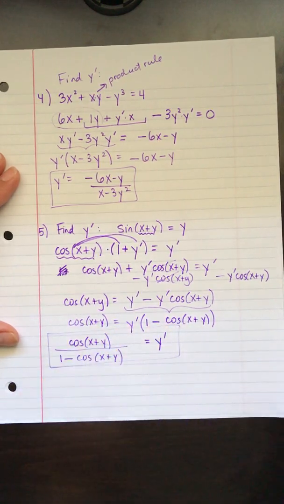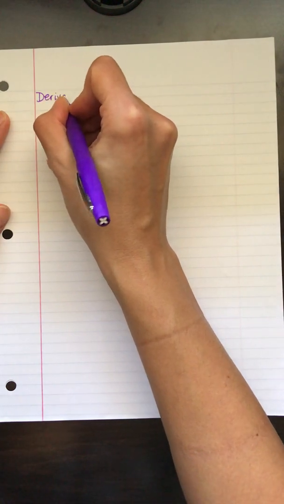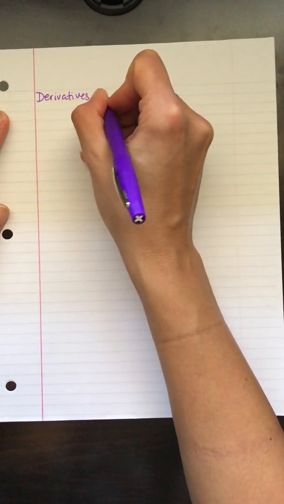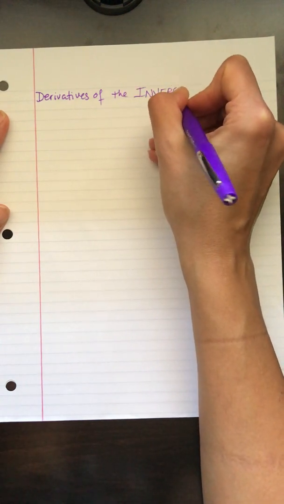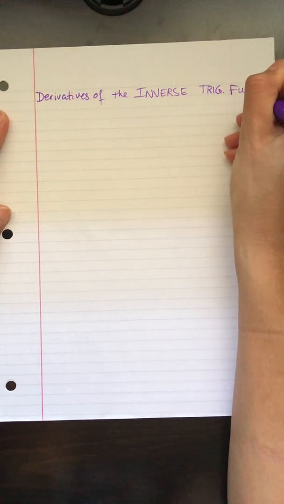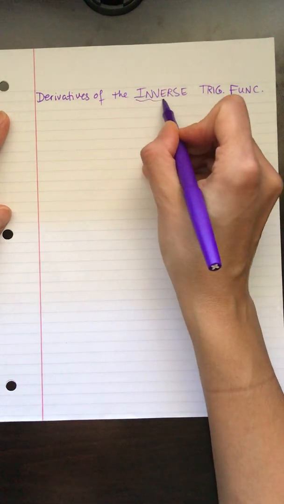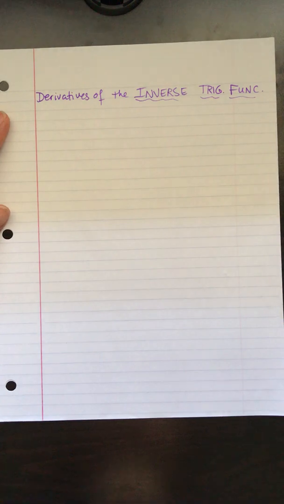That's your derivative. Okay, so to finish the notes, I have to talk to you about another piece in section 3.5 called the inverse trig derivatives. So derivatives of the inverse trig functions. Okay, the inverse trig functions. There are 6 inverse trig functions.